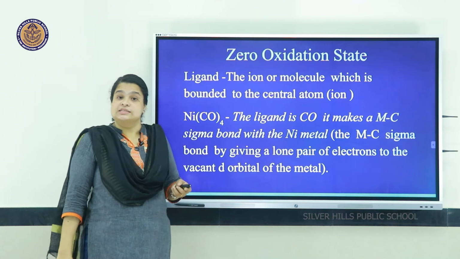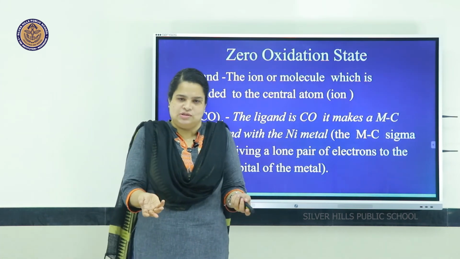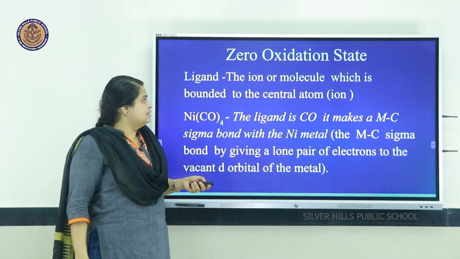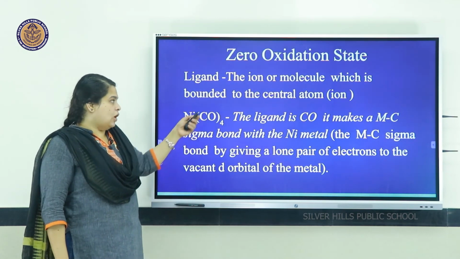Here the CO you call as the ligand. Why do you call it as a ligand? Ligand is someone who gives a pair of electrons to make a bond. That type of bond you call it as a dative bond. So ligand, the ion or molecule which is bonded to the central atom, is called a ligand.